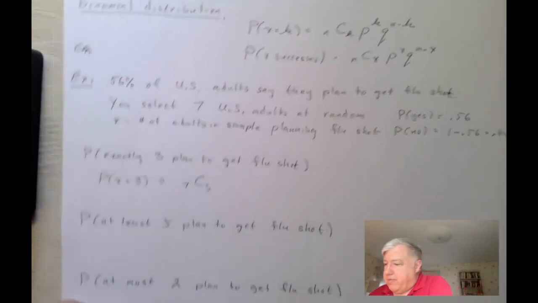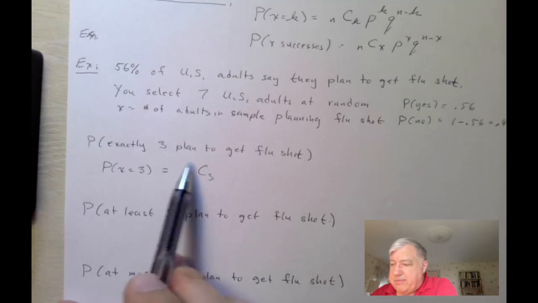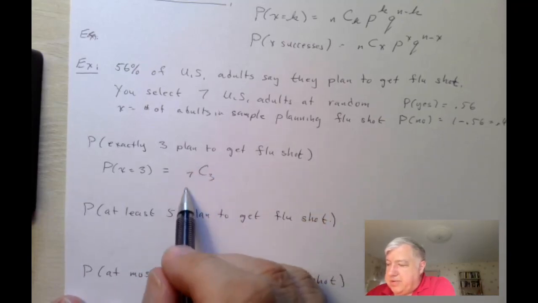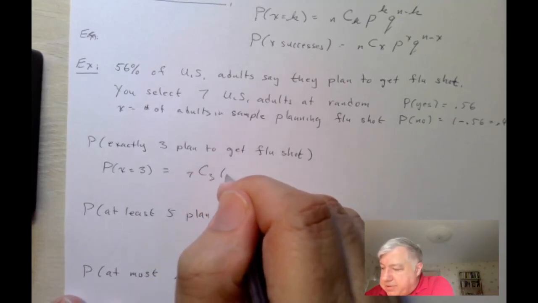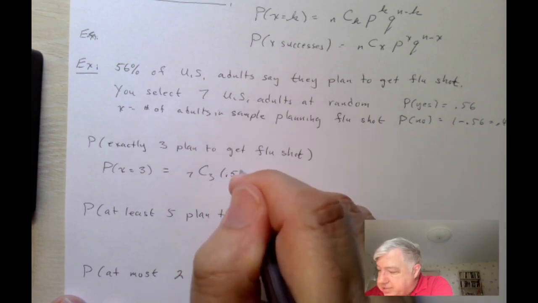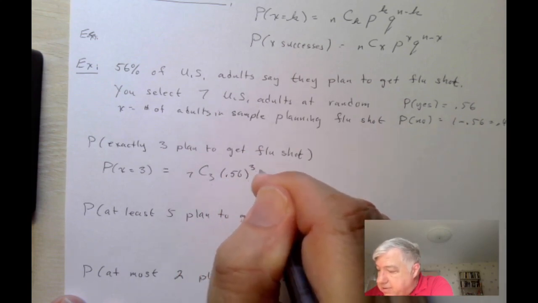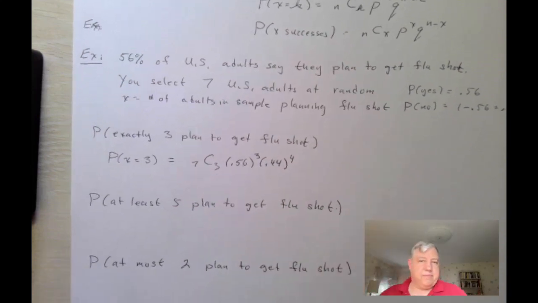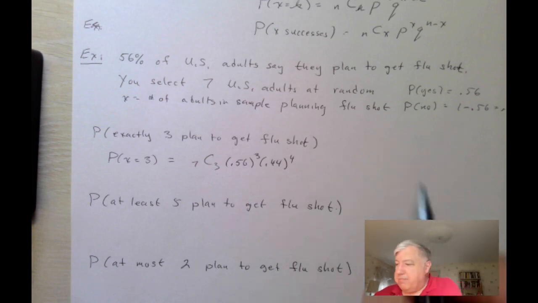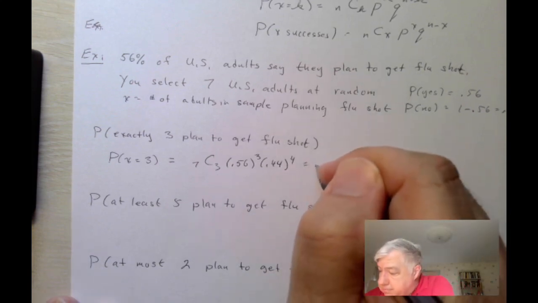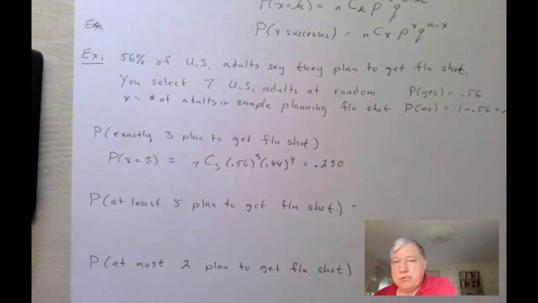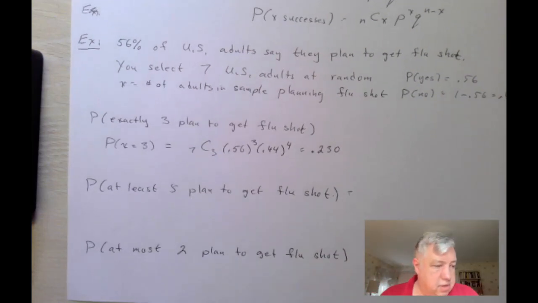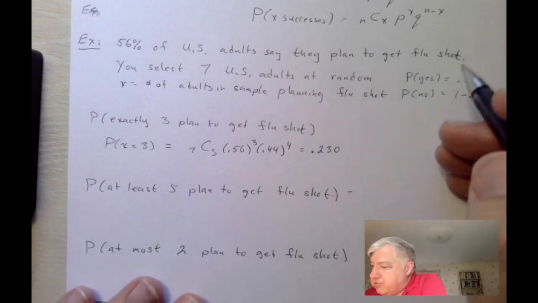So in this case, the probability that exactly 3 plan to get the flu shot would be 7 choose 3 times 0.56 to the third times 0.44 to the fourth. And that turns out to be 0.230. So we're talking about 23%.